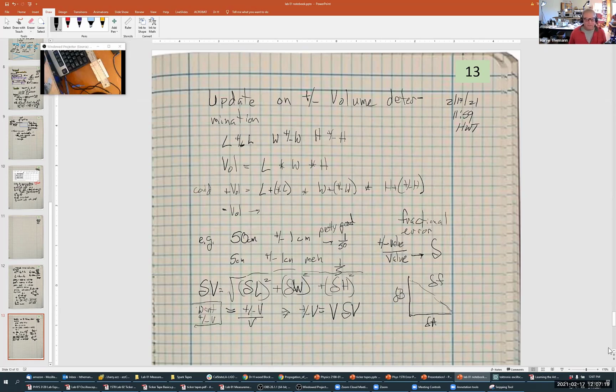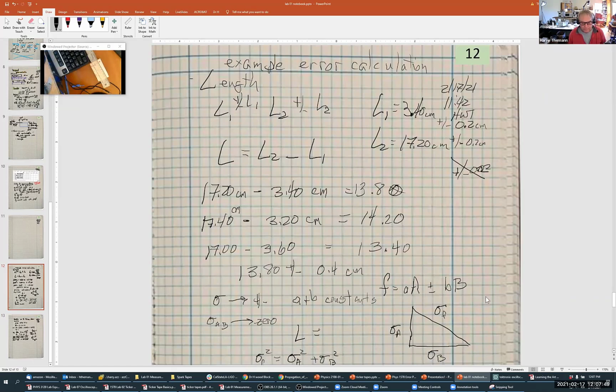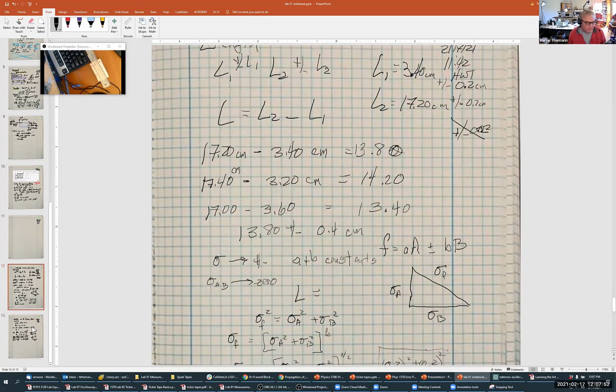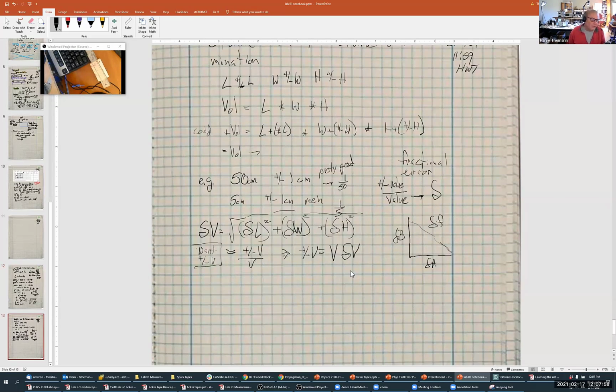So now, I'm hoping this gives you a better feel for what's going on here. Whenever you have things that you measure, where one measurement has no effect on the other measurement, we do this kind of Pythagorean theorem thing. For adding and subtracting, we simply use the plus minuses or the sigmas. And for multiplication and dividing, we use the little delta, the fractional error. And that's why it's in the table.